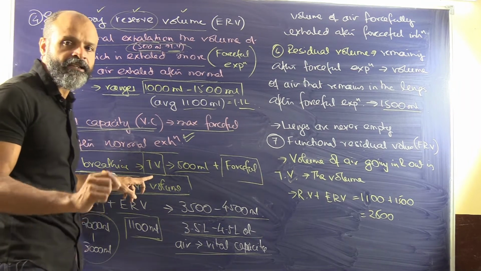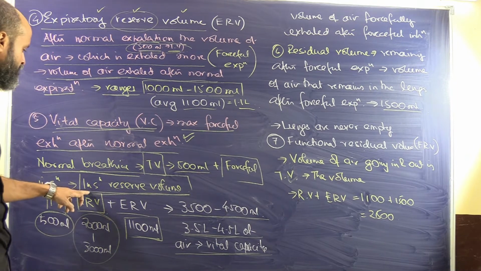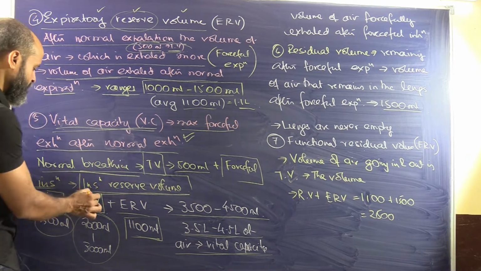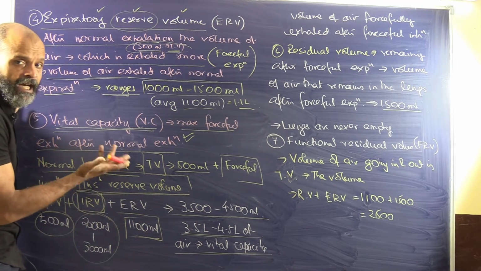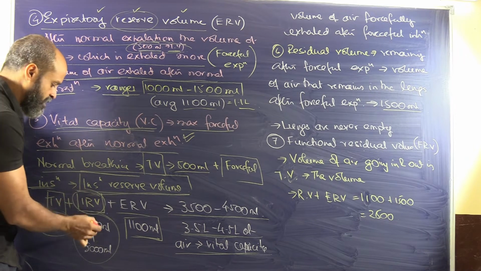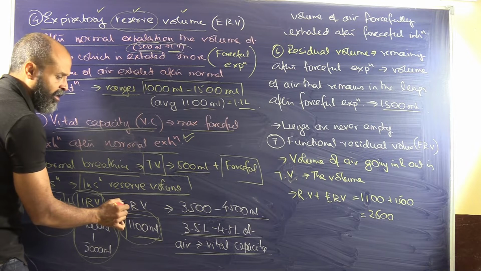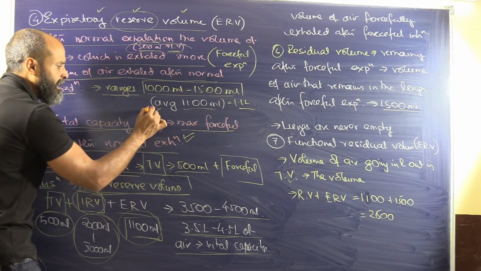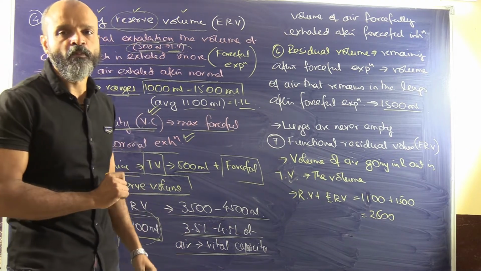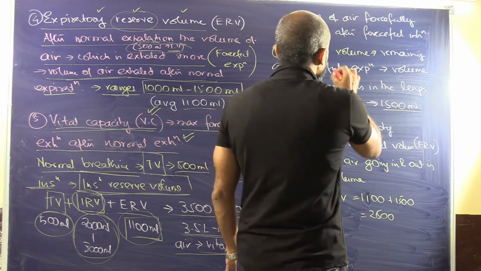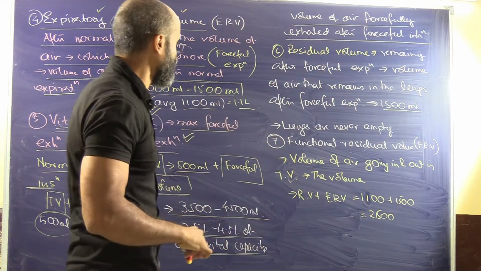So in normal breathing, the tidal volume is 500 milliliters plus the forceful inspiration, the inspiratory reserve volume. Anything which we take in as air has to be released out. So this will be released out plus the expiratory reserve volume. If we add all of these three, we get the vital capacity of the lungs, approximately 3.5 to 4.5 liters. So this would be the volume of air forcefully exhaled after forceful inhalation.